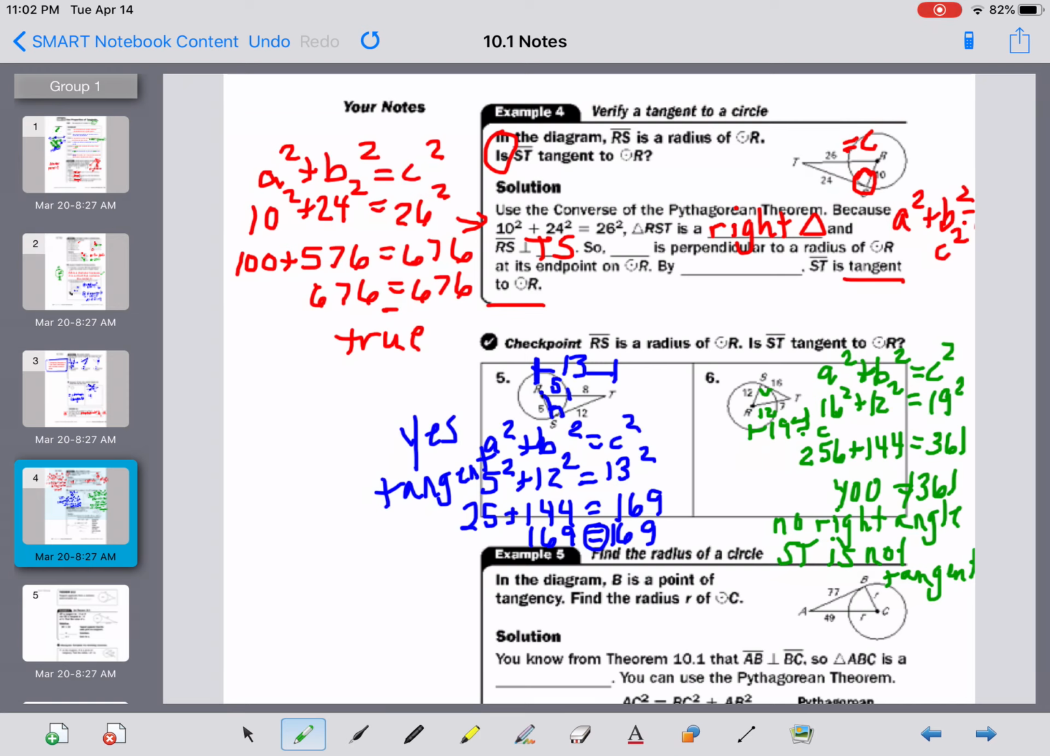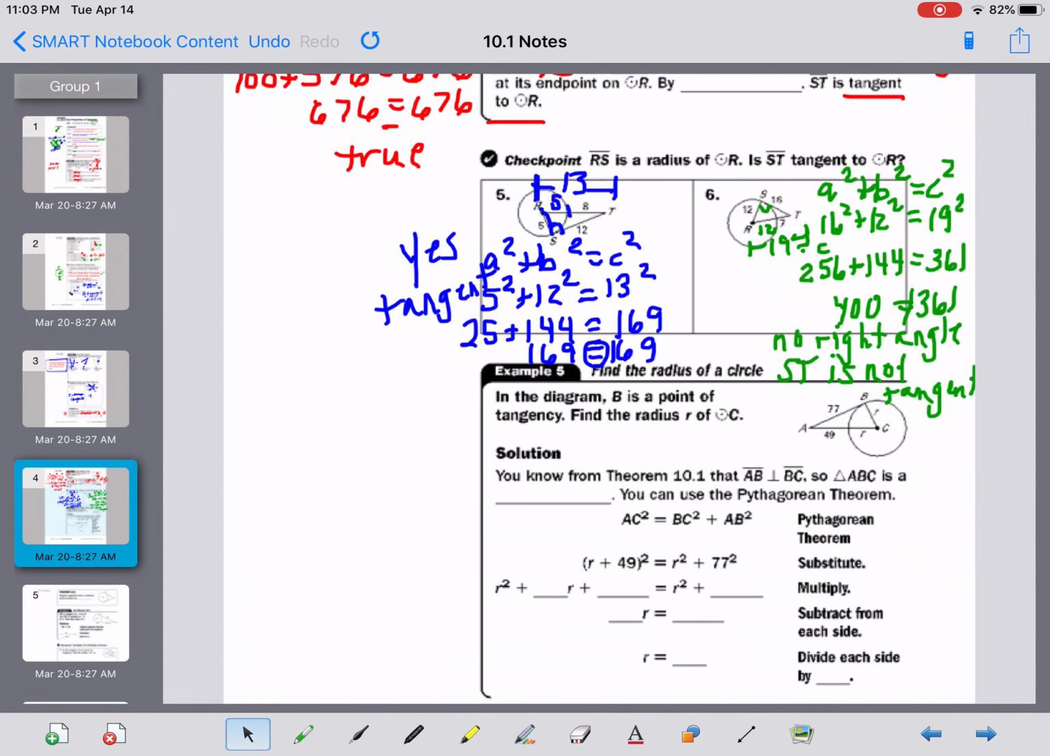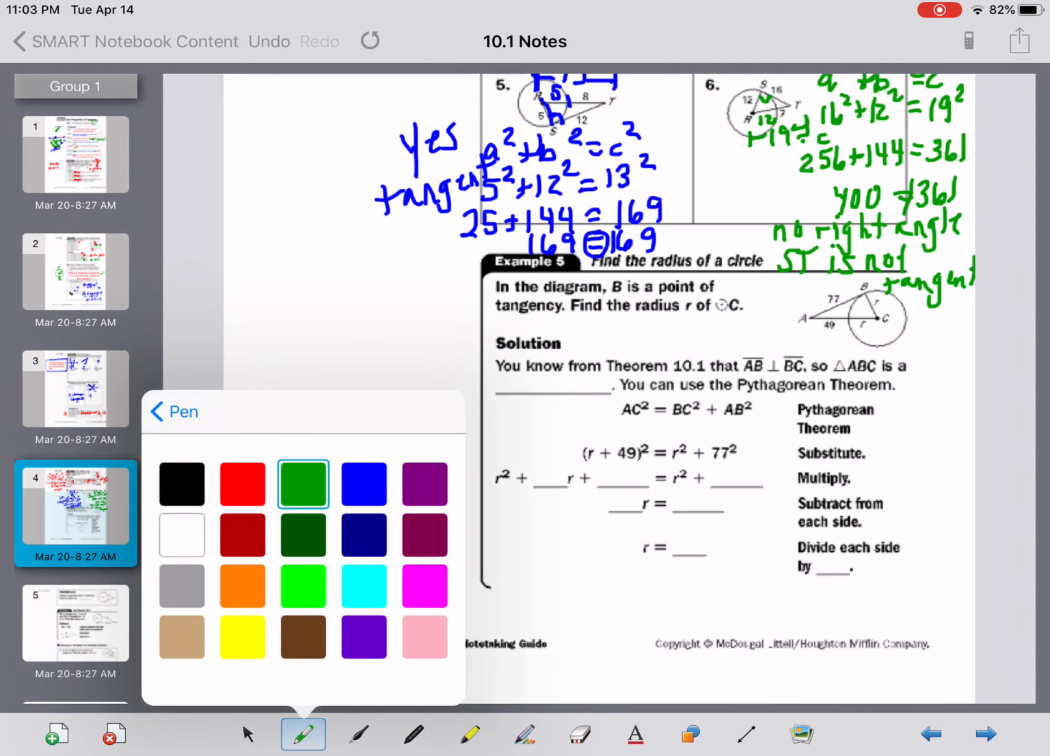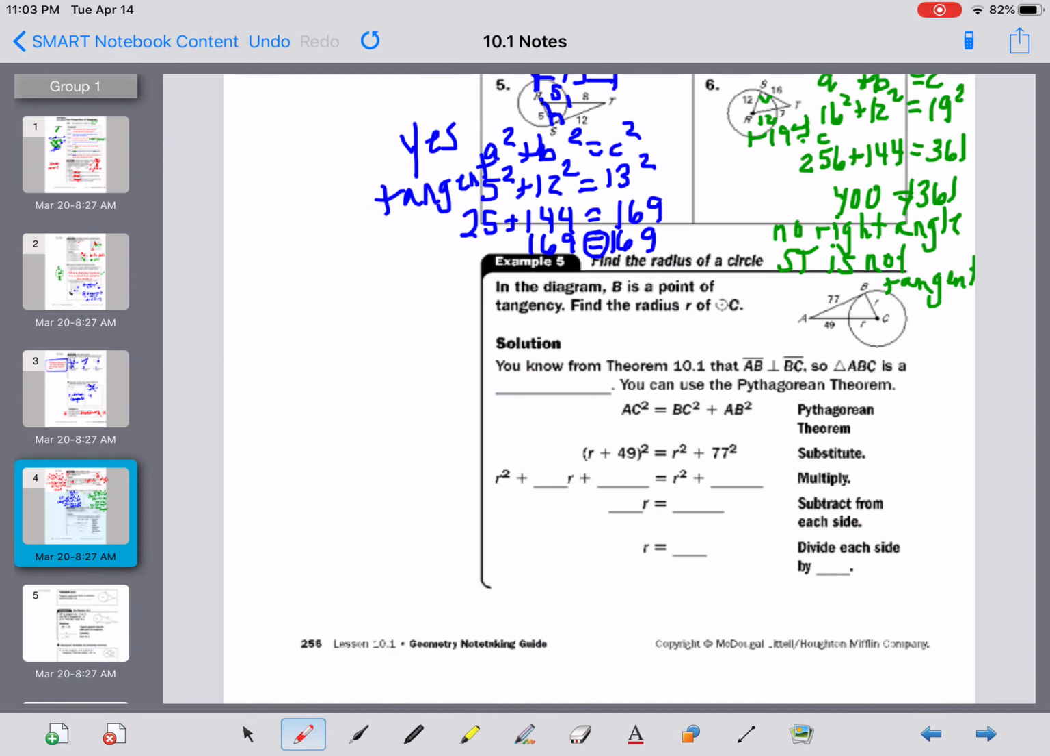Let's move on to example 5 here. Let me switch my pen color once again. In this one, they tell me that B is the point of tangency. So as soon as I know that, I can write a right angle in there. I don't have to check it. I know it is a right angle. This time they want me to find the radius of C.